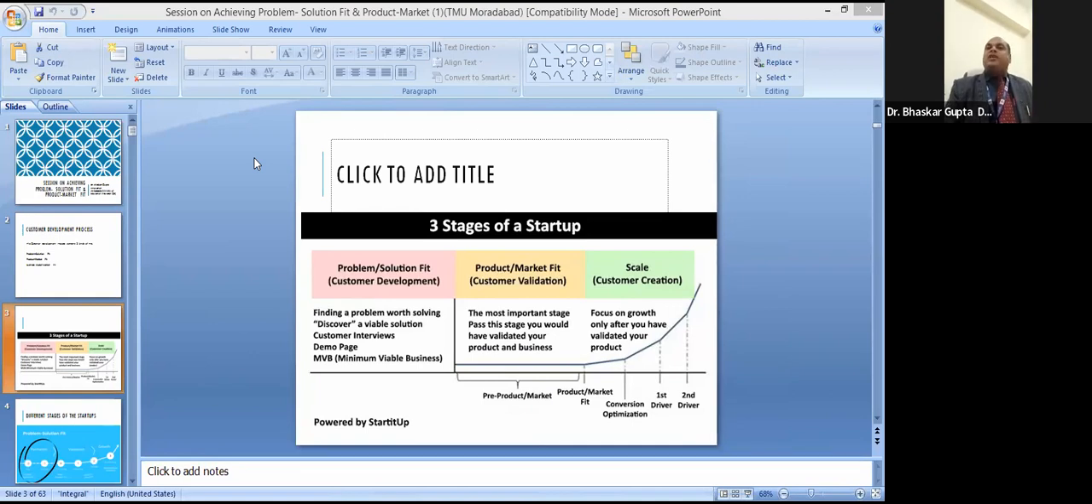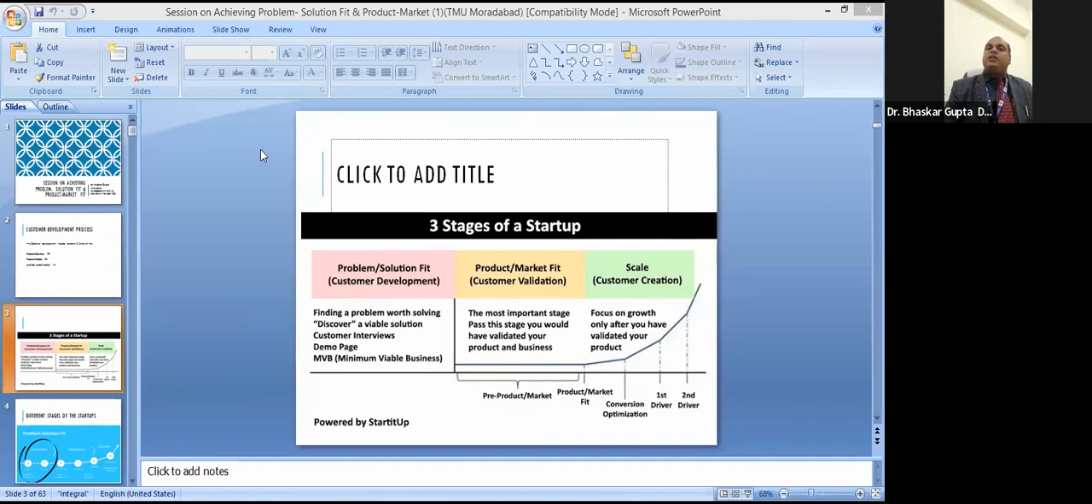You can do it by demonstrating your model in front of the customers. You can do it by taking customers' feedback. You can interview your customer or end user who is going to buy your product. So once you have identified the problem during problem solution fit, you are done with it. Now gradually you will move to product market fit, which is about customer validation.